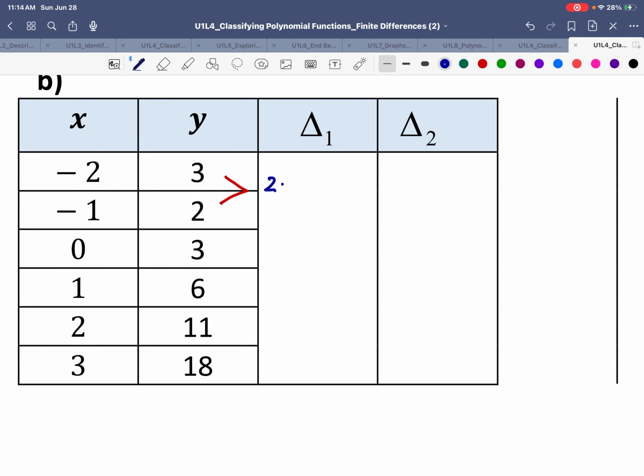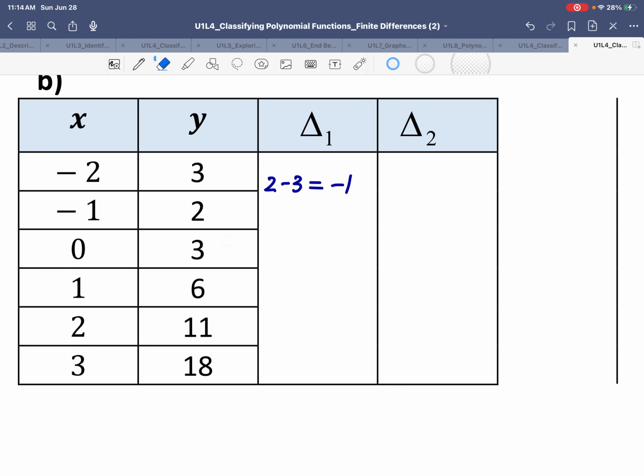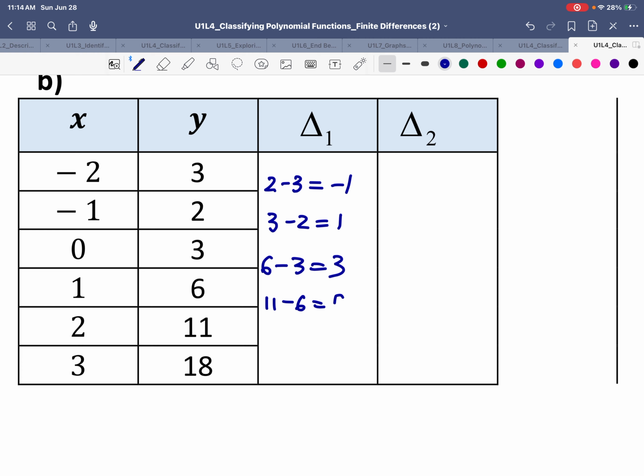First differences would be 2 minus 3, negative 1. Then we have 3 minus 2. We can probably drop this because it's kind of obvious and easy. So 3 minus 2 is 1. 6 minus 3 is 3. 11 minus 6, that's a 5. And 18 minus 11, that's going to be equal to 7.